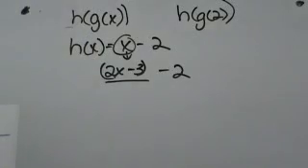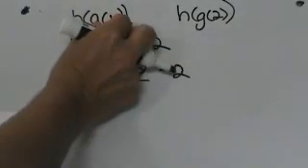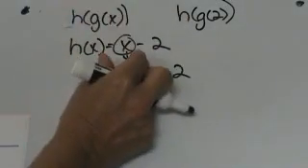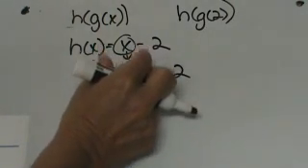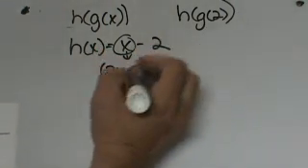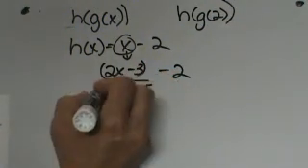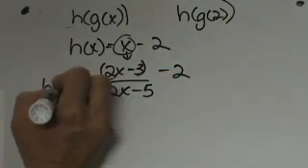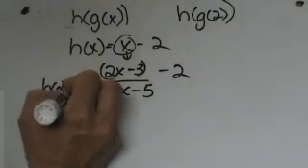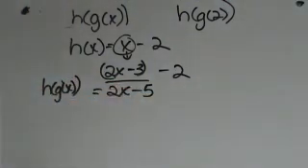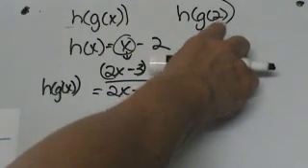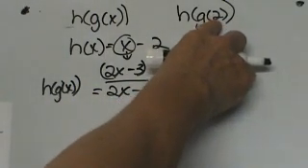Okay, take a second and digest that. I took the g function and I put it inside the h function everywhere there's an x. Now I just simplify it. 2x minus 3 minus 2 is minus 5. So that means my h of g of x function is 2x minus 5. Now all I do is go up and plug in that 2.